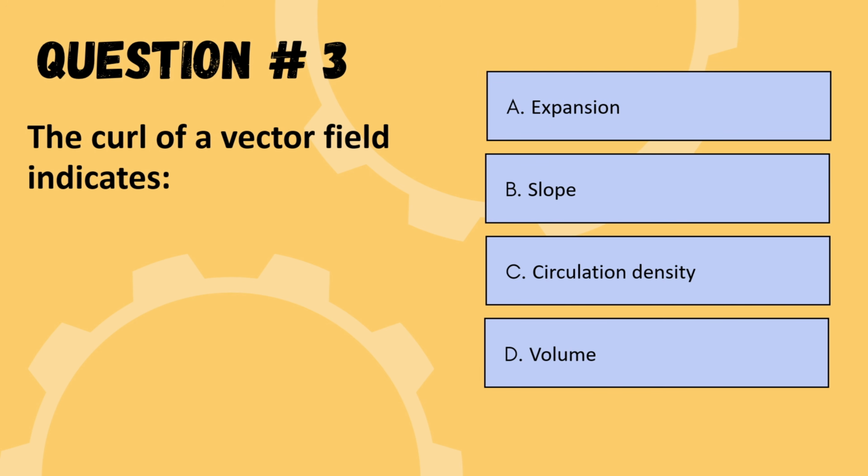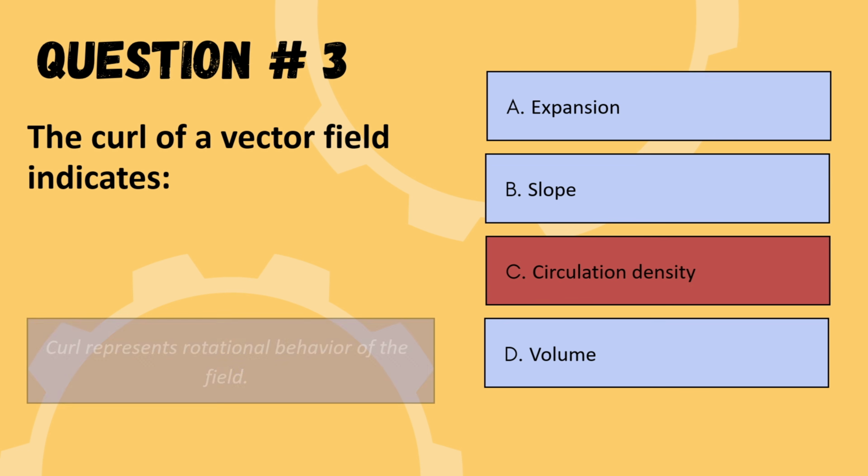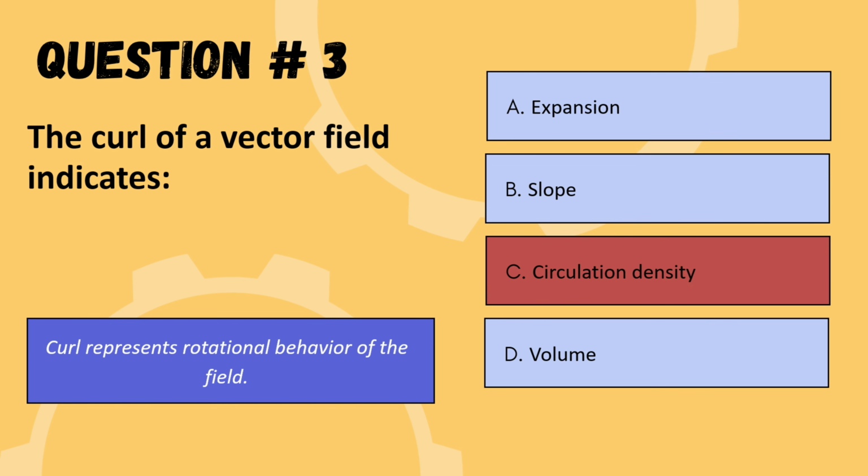Next question is, the curl of a vector field indicates, options are expansion, slope, circulation density or volume. So the correct option is option C, circulation density. So we are moving to the next question.